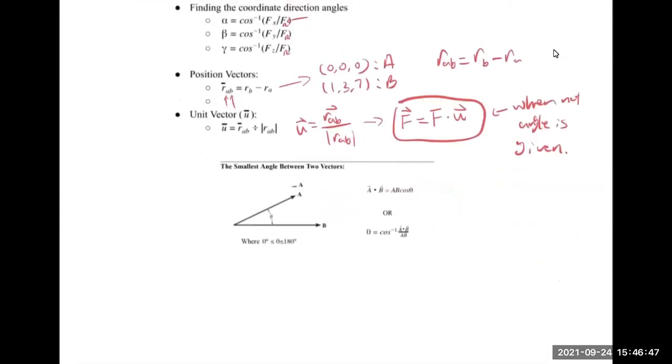To find the smallest angle between two vectors, you apply this formula right here, as I mentioned in the previous slide. This is the dot product equation.